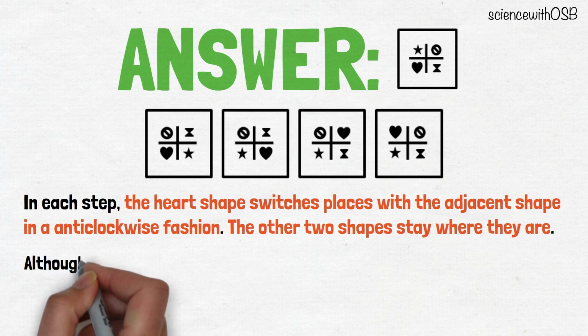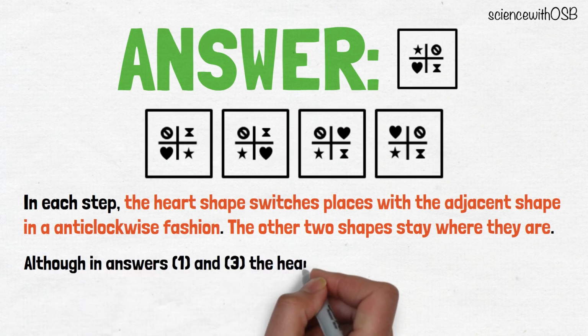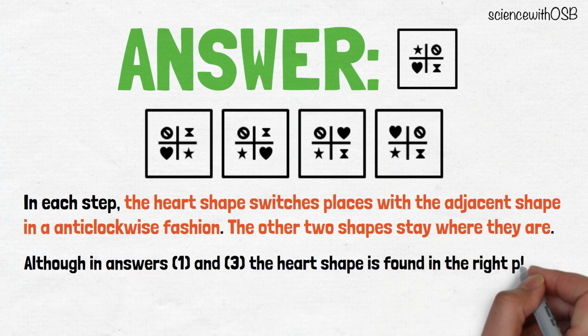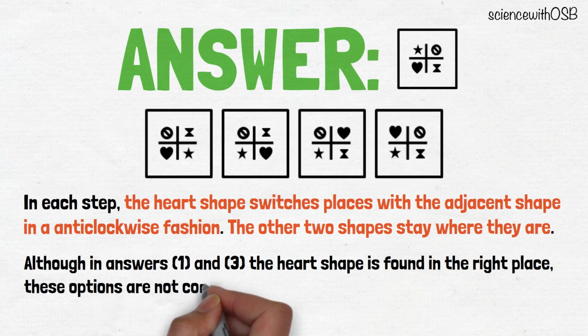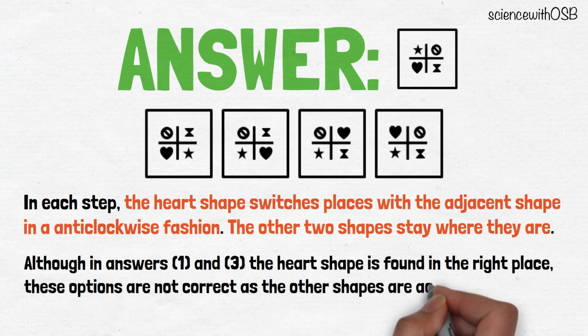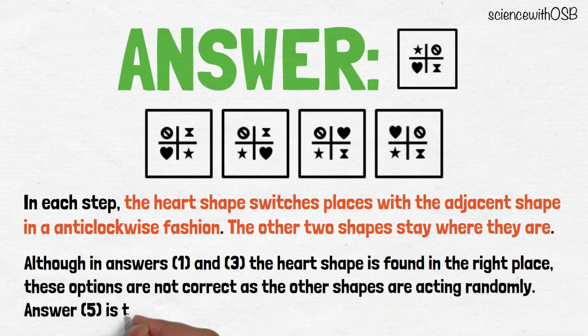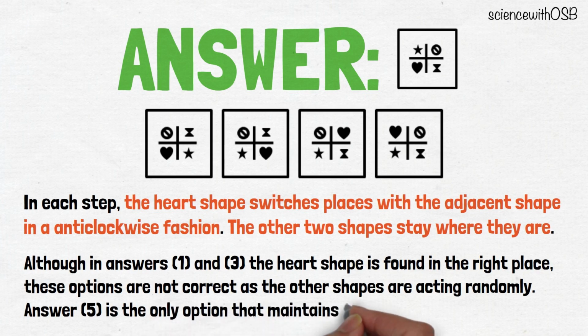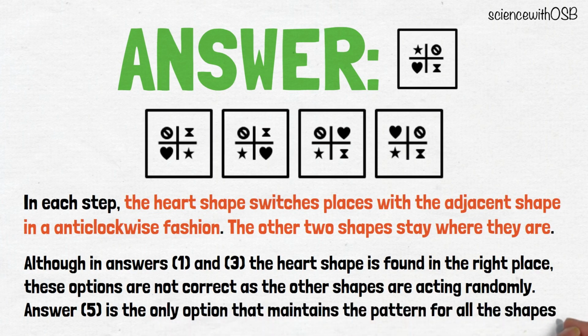Note, although in answers 1 and 3, the heart shape is found in the right place, these options are not correct as the other shapes are acting randomly. Answer 5 is the only option that maintains the pattern for all shapes.